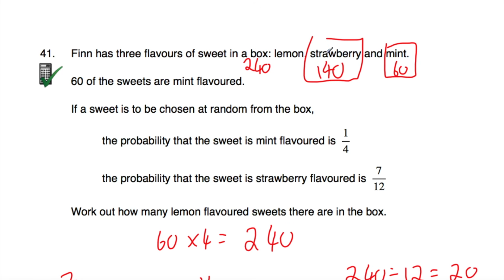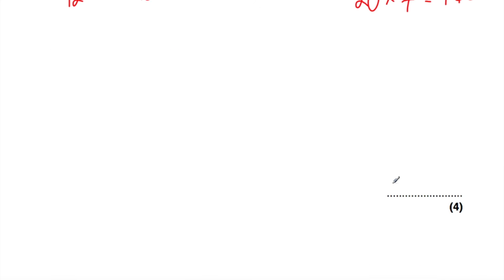So that's fantastic. We now know there's 60 mint sweets, there's 140 strawberry sweets, and we want to work out how many lemon flavoured sweets there are. So we just need to add these together. 140 plus 60 is equal to 200, and then 240 take away 200 is equal to 40. So that means there's 40 lemon sweets in the box. That's it. So the answer is 40, and that's it.